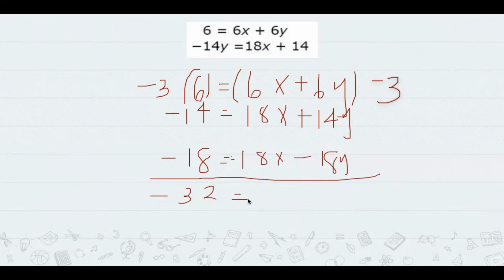And then positive 18x minus 18x is 0, so you cancel that out. And then you do this accordingly. So 14y minus 18y is negative 4y. And in order to get y by itself, you divide both sides by negative 4. You would get y equals 8.